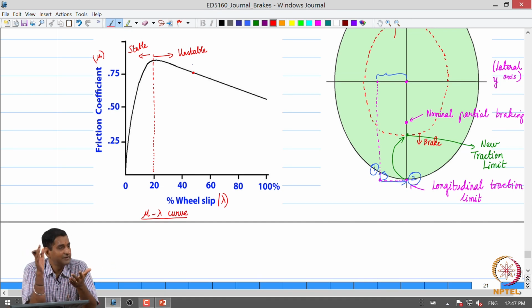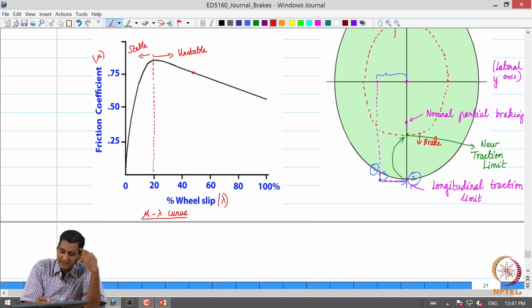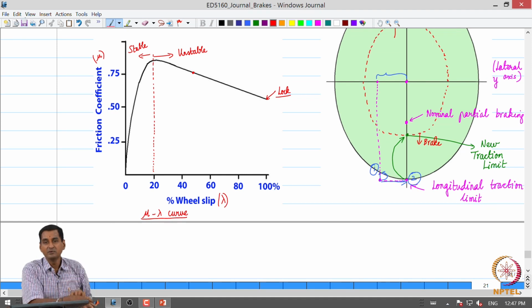But also for a given brake force, if we do not take corrective action, when the operating state of the tire goes beyond this, goes to the right of this peak point, it will tend to lock very, very fast. So, this is the point where we have a wheel lock, and that is something we want to avoid. Why? Because we lose stability, amongst other things.